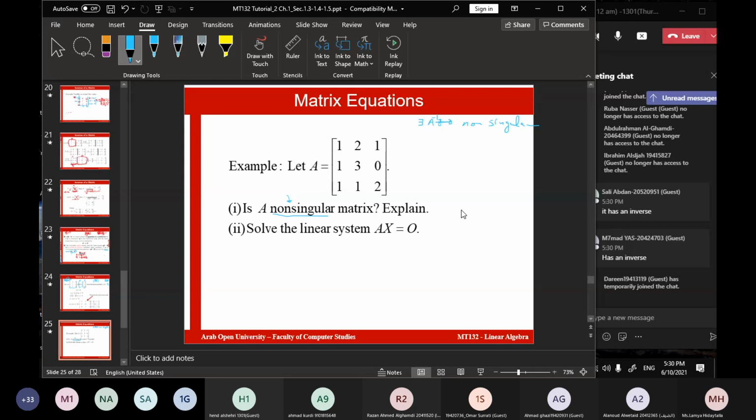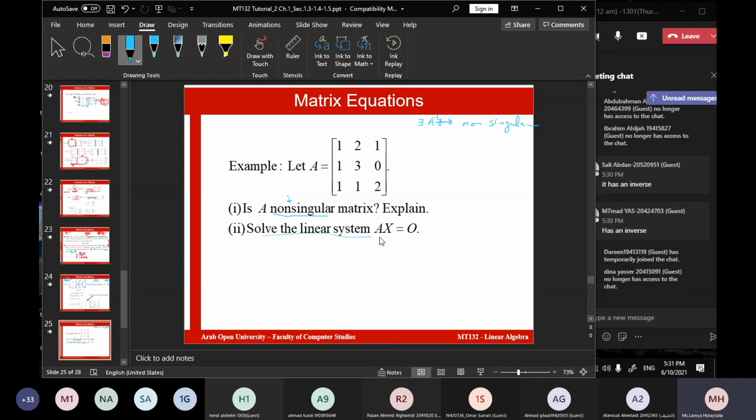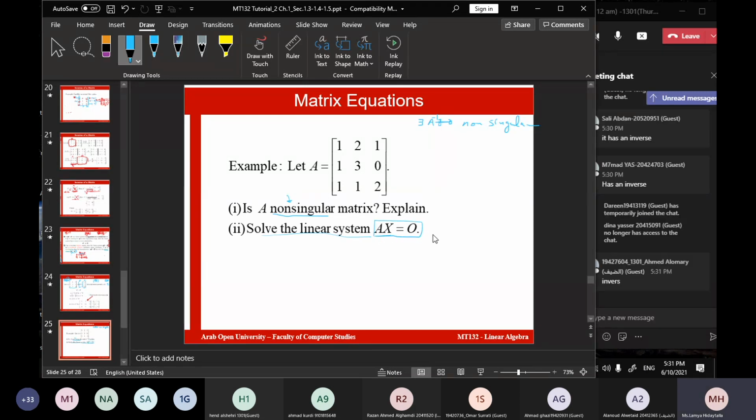What do I do? I come and look here. We need the inverse. It will help me to solve this part. Then I go and find the inverse. So how do we find the inverse? I just put a line like that and then put 1 0 0, 0 1 0, 0 0 1, and reduce to the echelon form. If I manage to do that, then the inverse exists, so it is not singular.